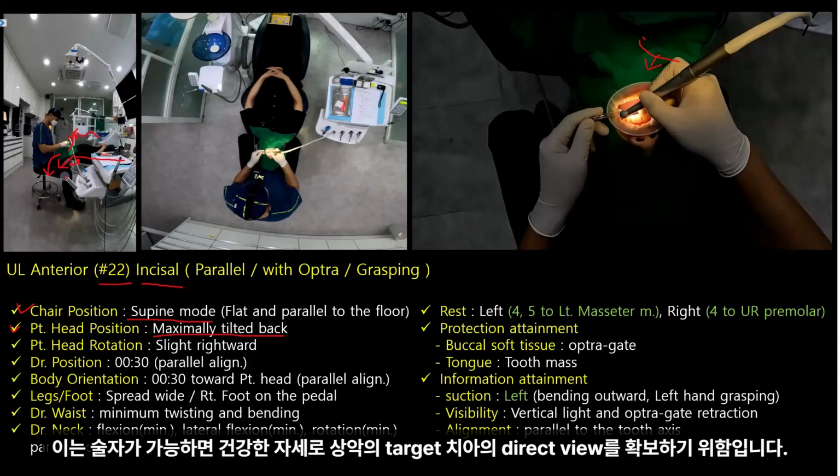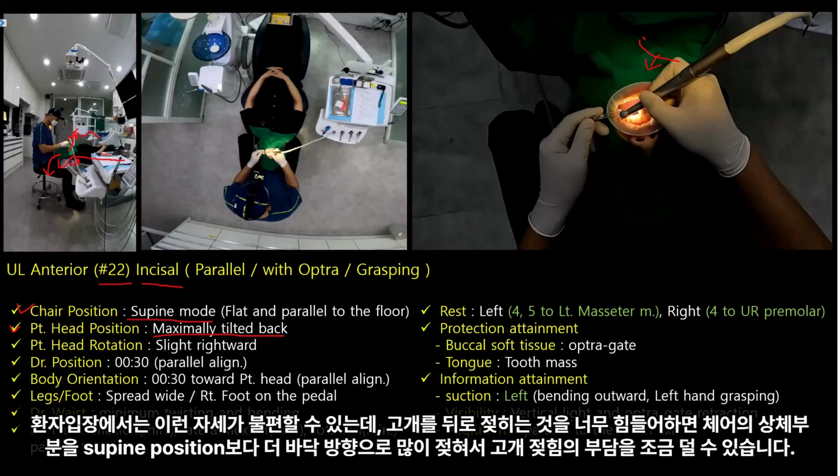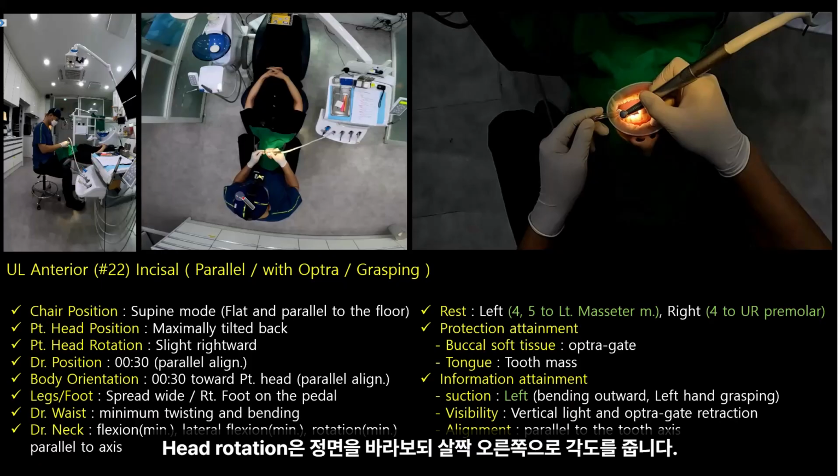This helps the operator get a direct view of the maxillary tooth while maintaining good posture. From the patient's perspective, this chin-up posture might be uncomfortable. If they find it too challenging to recline their head, you can significantly lower the upper section of the dental chair, even beyond the supine position, to alleviate some of the burden on their neck and make it easier to tilt their head back. For head rotation, they should face directly forward, but with a slight angle to the right.